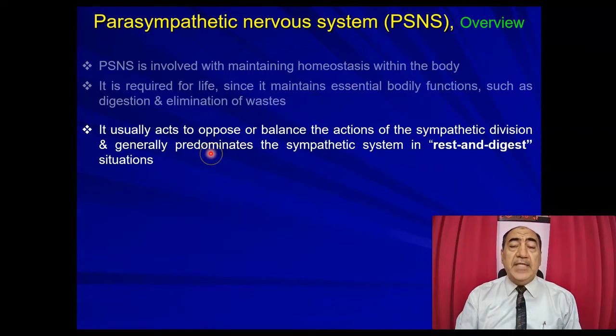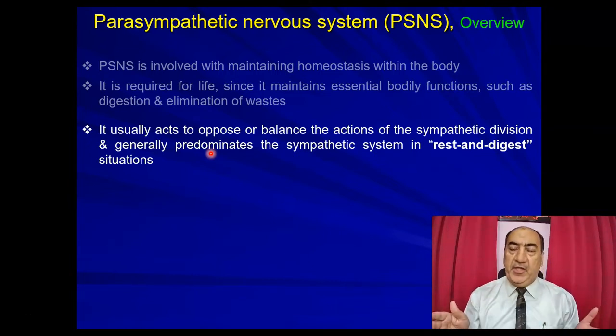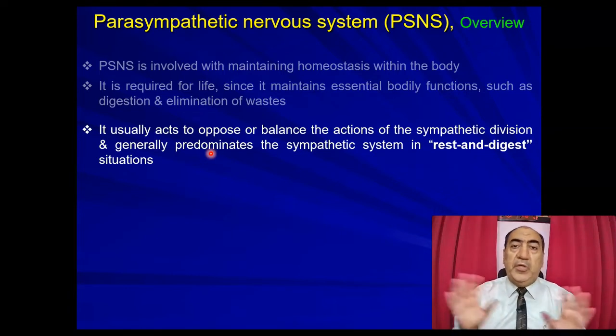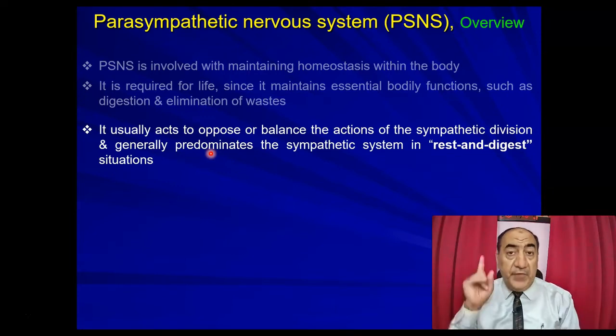And it usually predominates over the sympathetic nervous system in the state of rest and digest. Very important key you have to remember: during rest and digest situations, the predominant system, generally speaking, is the parasympathetic nervous system. You are in a state of rest, you don't like to accelerate your heart rate, you don't like to accelerate your breathing rate, you don't like to have mydriasis, and all of these, bronchodilation, you don't need this if you are just in a state of rest. And also you need to start digestion of your food, so you increase the secretions, the functions of the gut, and the motility and all of these things. So rest and digest, very important key.